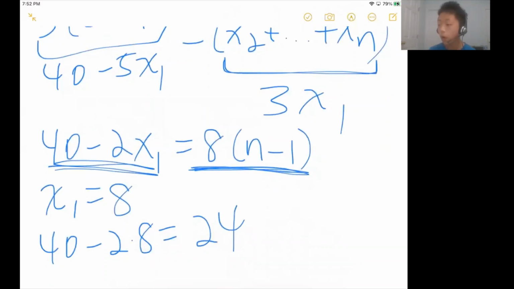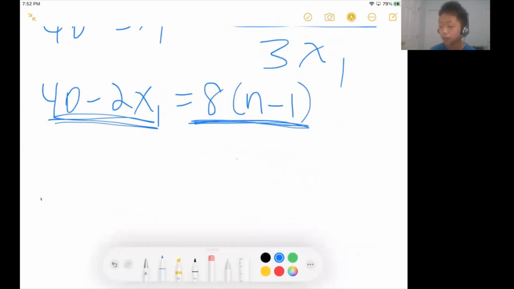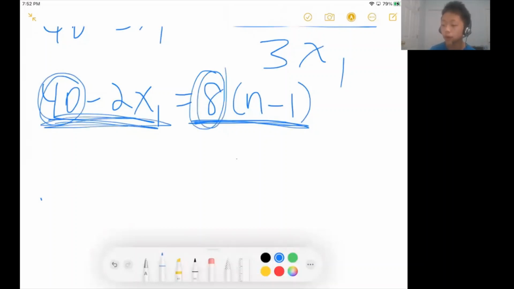Actually, before we do that, notice that we know 40 is already a multiple of 8. In order for the left side to be a multiple of 8, we need 40 minus 2x1 to be a multiple of 8. That means 2x1 has to be a multiple of 8. So that tells us x1 has to be a multiple of 4. And the smallest value of x1 that makes that work is x1 equals 4.